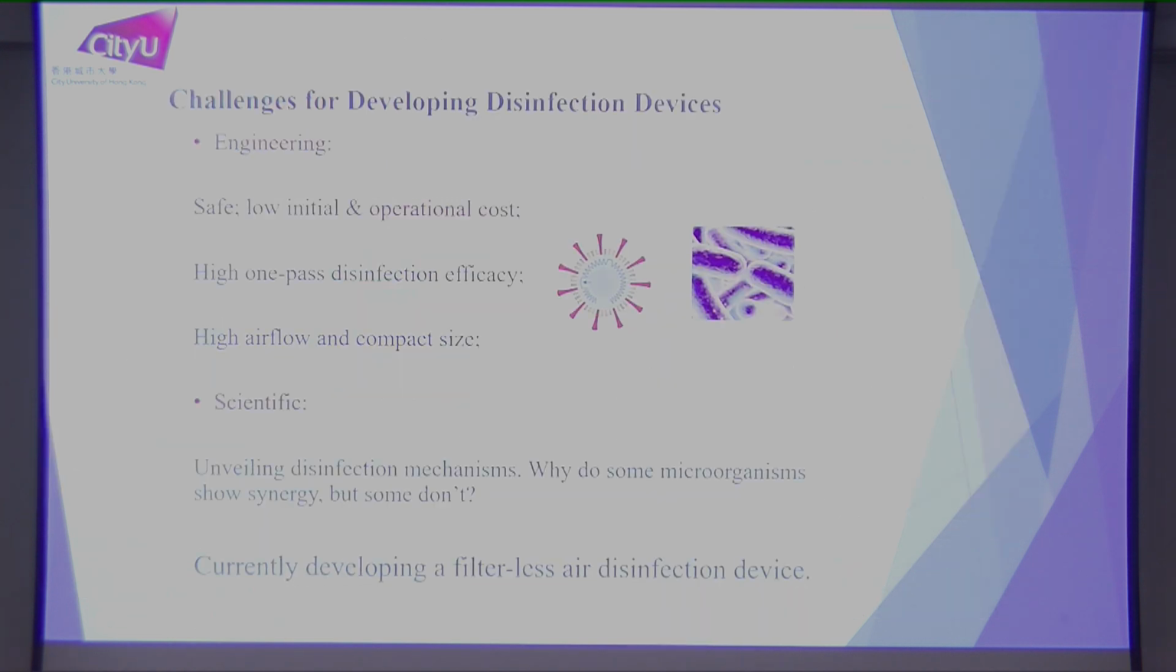Okay, I'm an engineer. I'm not a microbiologist. So I always ask myself, as an engineer, we want a safe, low initial and operation cost disinfection device. Of course, we need to design a high one-pass disinfection efficacy device. The device must handle high flow rate and compact size, otherwise no one will use it, okay? But as a scientist, we want to understand more about the disinfection mechanism. Why do some microorganisms show synergy, but some don't, okay?